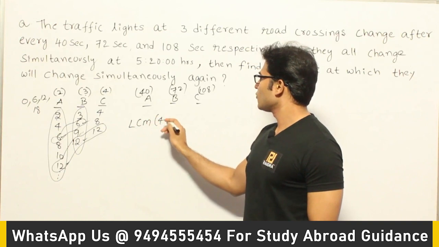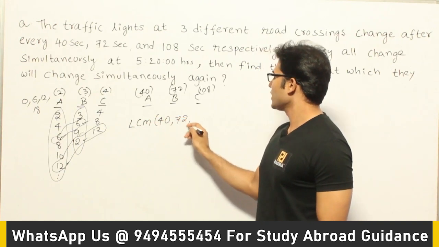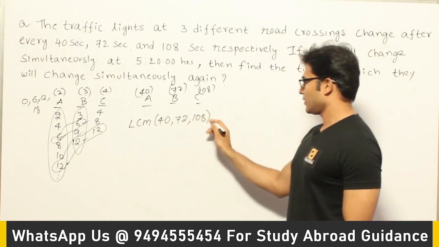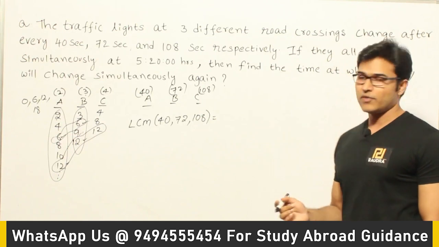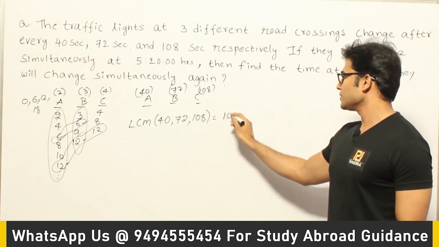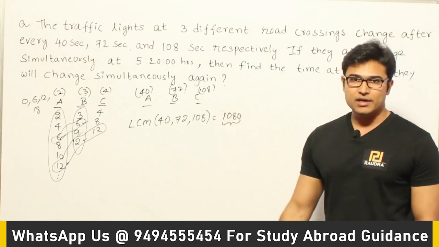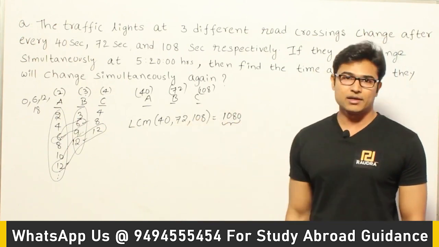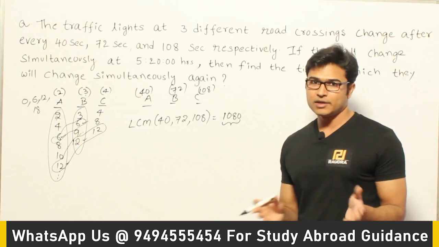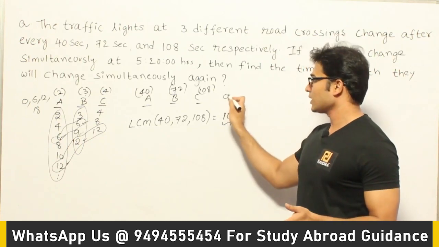Now what is the LCM of 40, 72 and 108? You can either use the division method or prime factorization method. You will get that LCM is 1080. So what does it mean? After 1080 seconds, all of them are going to meet again, right? All of them will be either red or green again, assuming that we are starting at time 0.